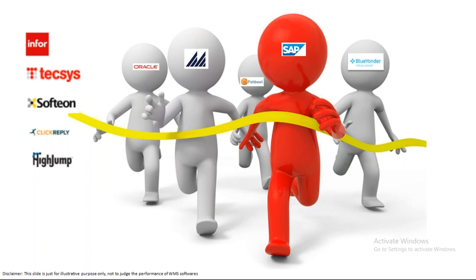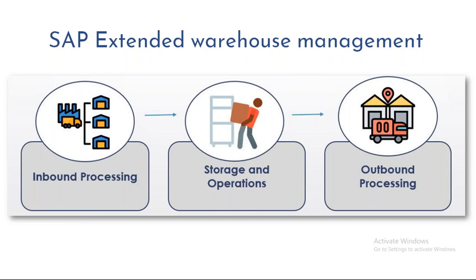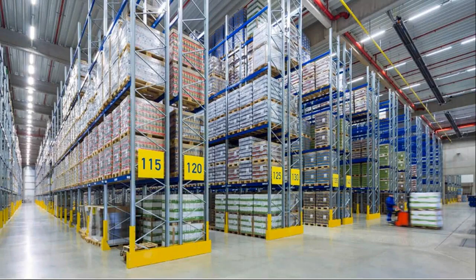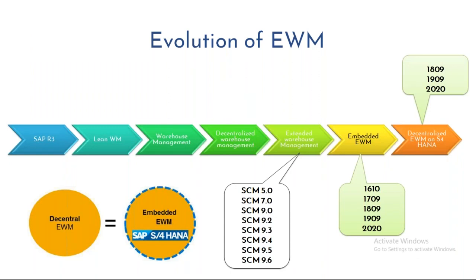Again, there are different solutions and different software available in the market, but SAP has more coverage. Now, within SAP, this is how WMS solutions evolved. Initially, when SAP R3 was released, there was no WMS solution. Then SAP introduced something called Lean Warehouse Management Solution. We'll try to understand all this terminology, what is meant by Lean and all. After that, SAP introduced Warehouse Management, then Decentralized Warehouse Management, and then Extended Warehouse Management.